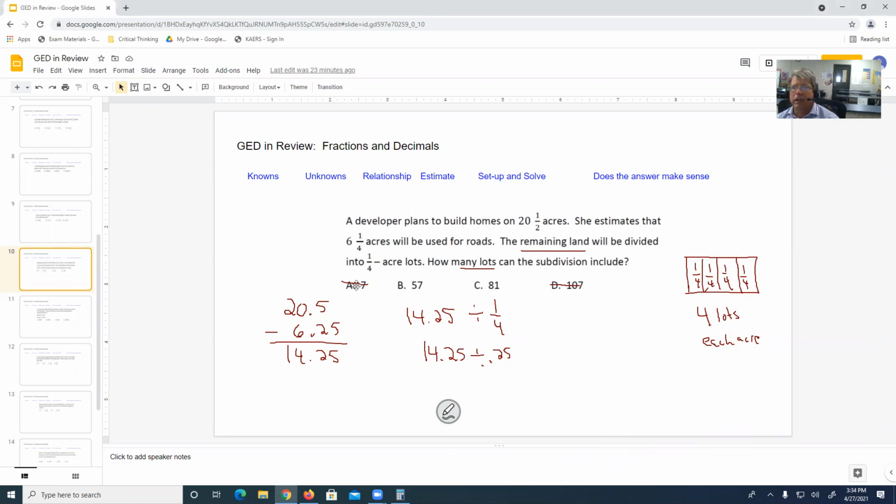Okay, so the catch on this one is that the remaining land is that 14 and 1/4. They don't give you that piece of information. We have to go find it. So it's an unknown that we need to find to find the other unknown, which is how many lots there are. That's what happens on some of these problems: you have to find another piece of information before you start to solve the problem. So yes, 57 lots would be our choice there.